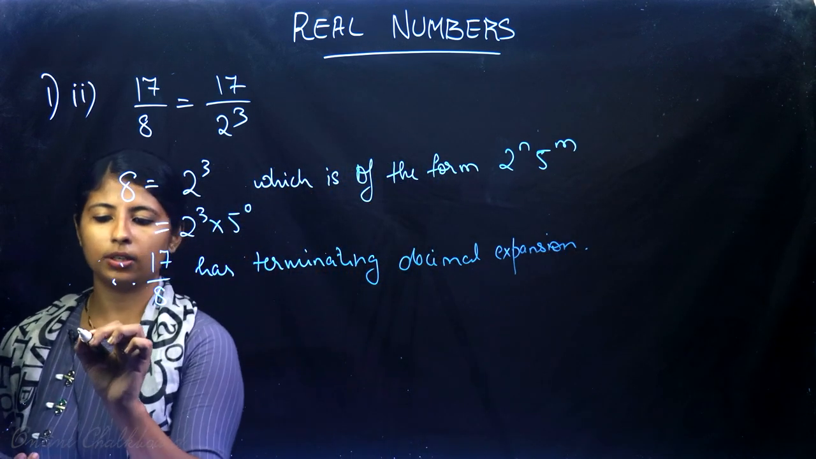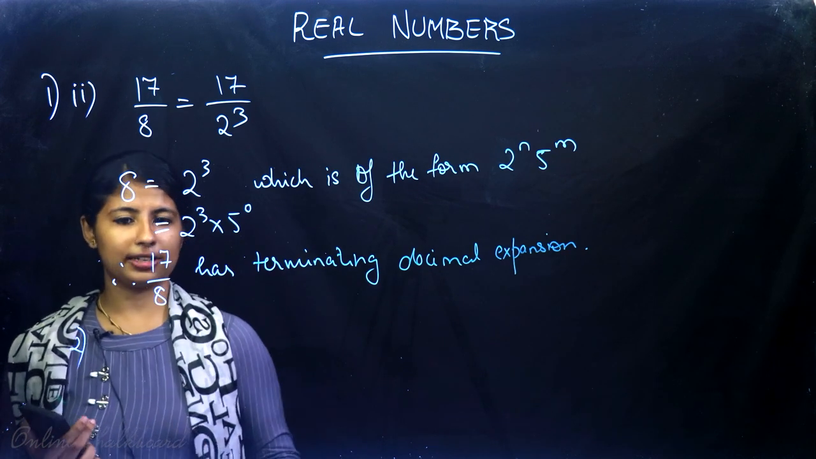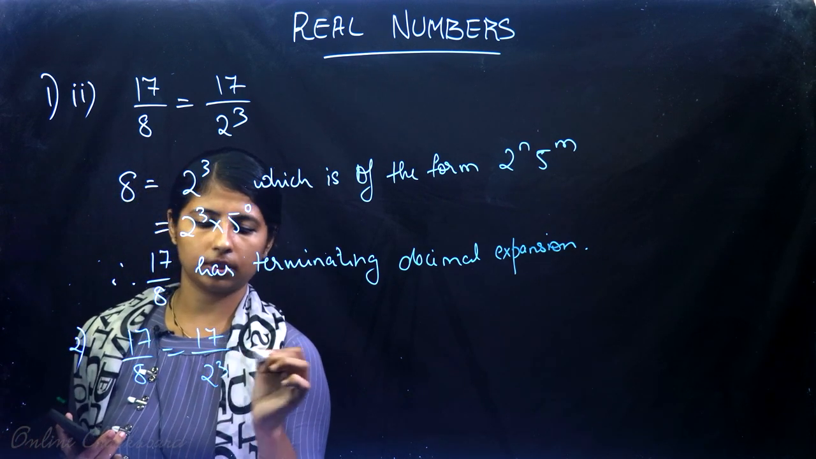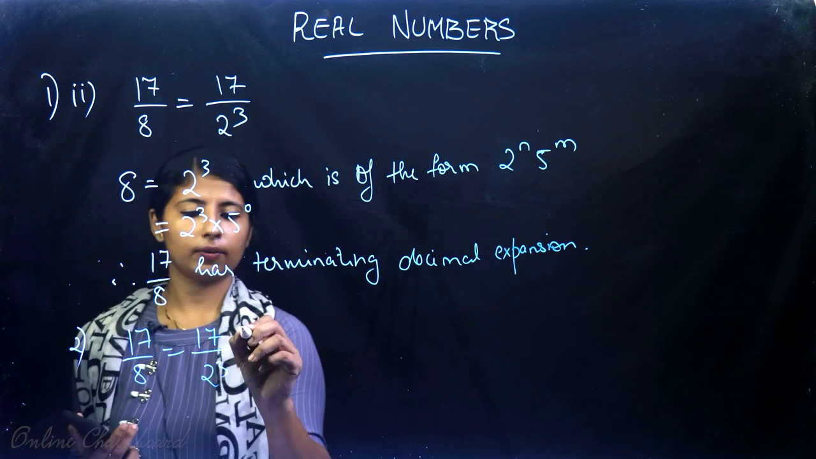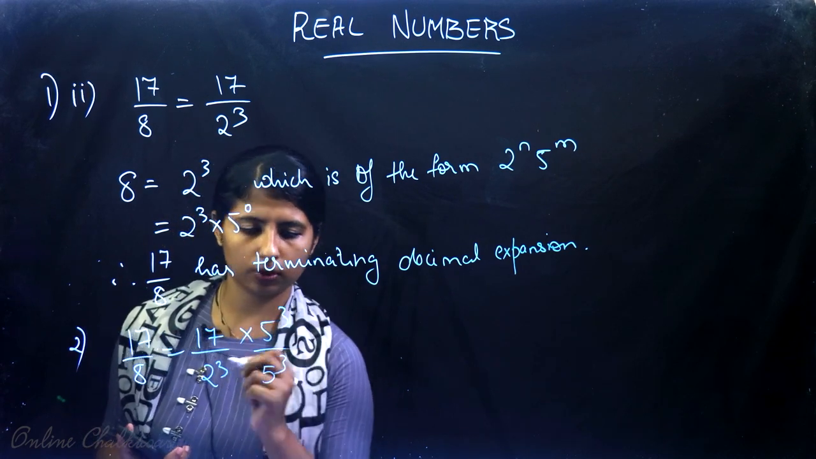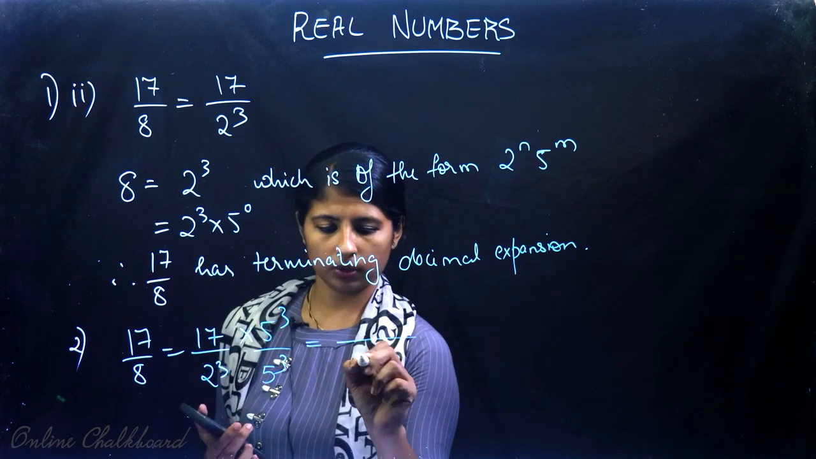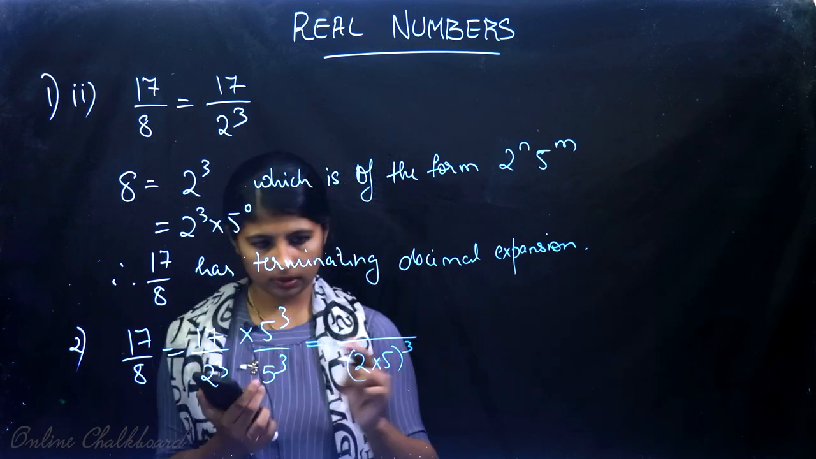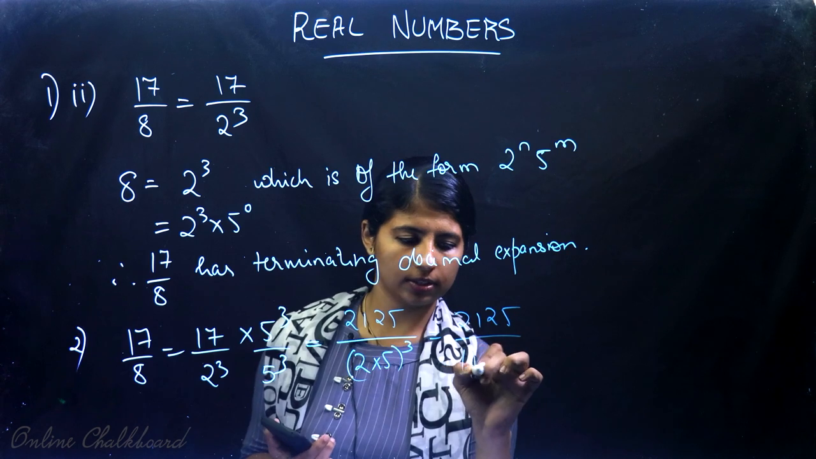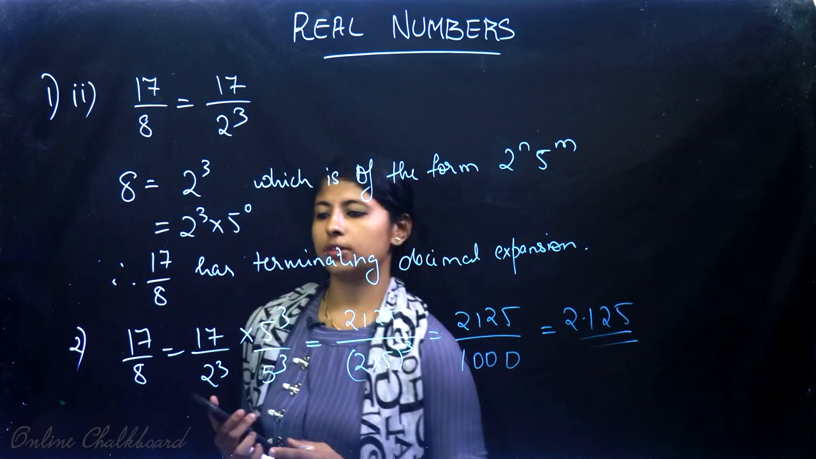So for question number 2, since this has the terminating decimal expansion, question number 2 has asked us to find the decimal expansion. So I'll write 17 by 8 is equal to, just like previously, 17 by 2 raised to 3, multiplying numerator and denominator with 5 raised to 3, because here 2 raised to 3 is available. We'll write multiply 2 raised to 3, the denominator comes 2 into 5 the whole raised to 3, 2125 divided by 10 raised to 3 is 1000, that is 2.125. This is the decimal expansion of 17 by 8.